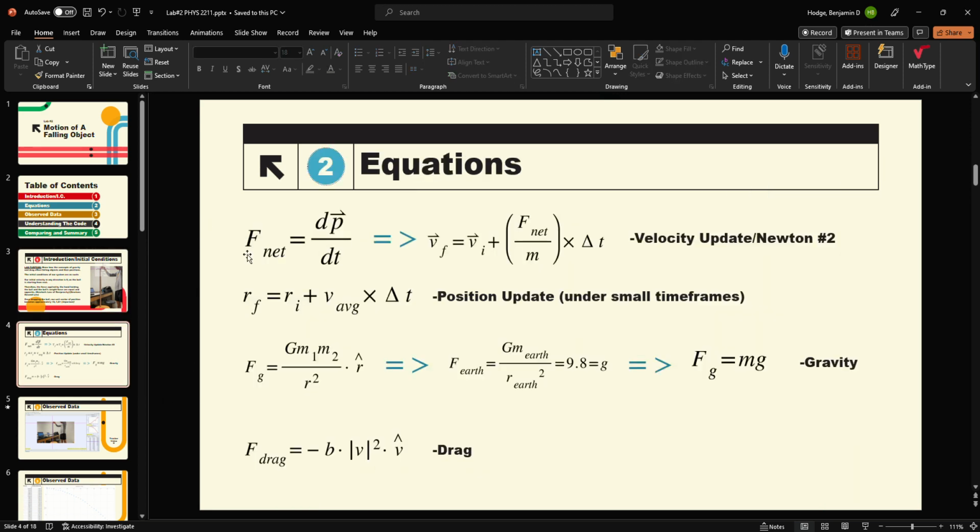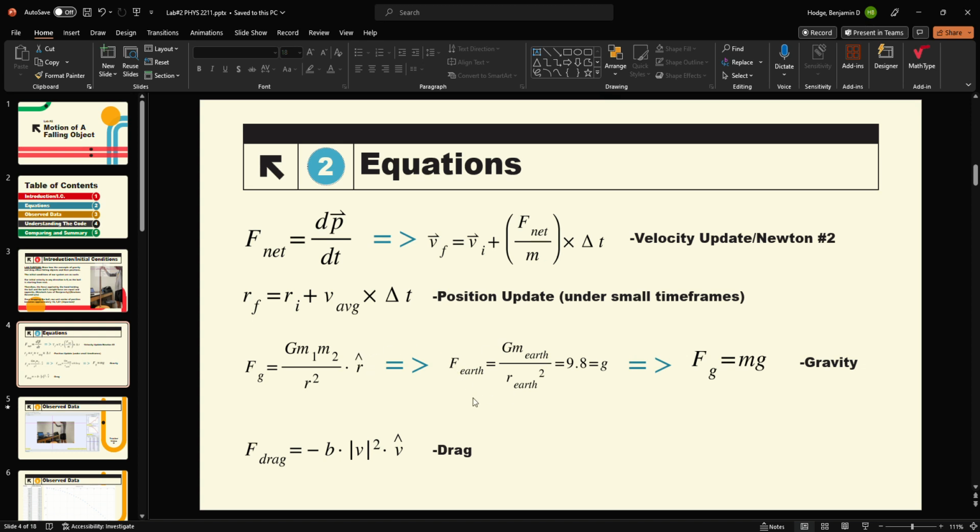So, equations. These first two are from lab number 1, just Newton's second law being used as the velocity update formula and the position update formula. These are both well known. Then we have our two new ones. Our force of gravity is our gravitational constant times the two masses, divided by the radius between them squared, times our r hat for directional purposes.